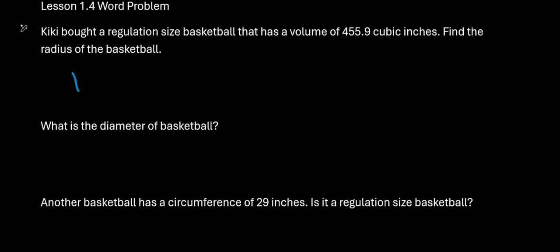It says volume is 4/3 times pi times radius cubed. Let's see what we get. We get a volume and are asked to find the radius of the basketball. You can use the pi key on your calculator.